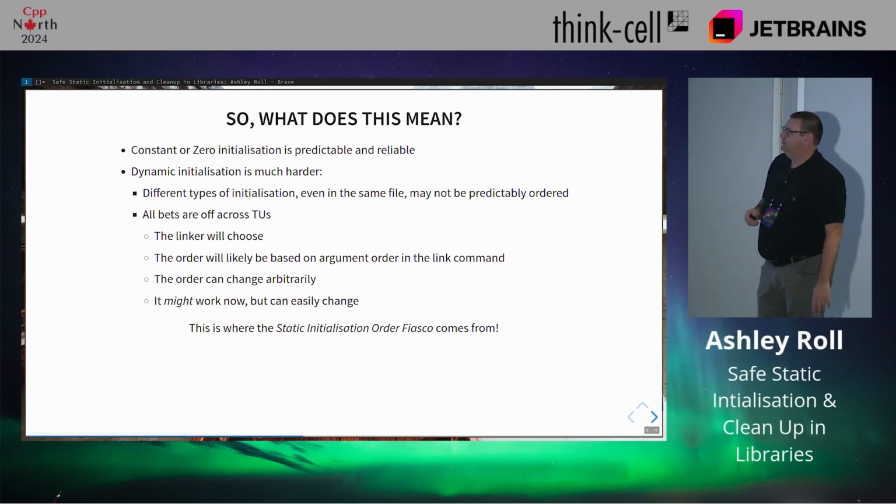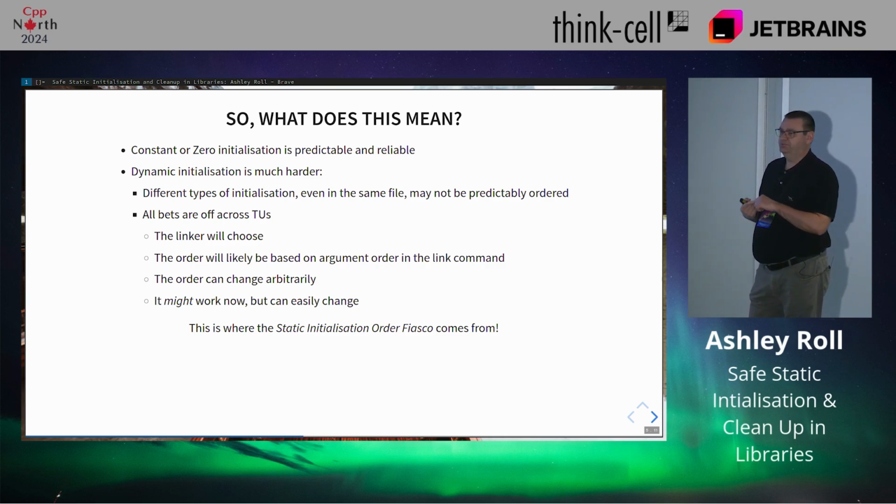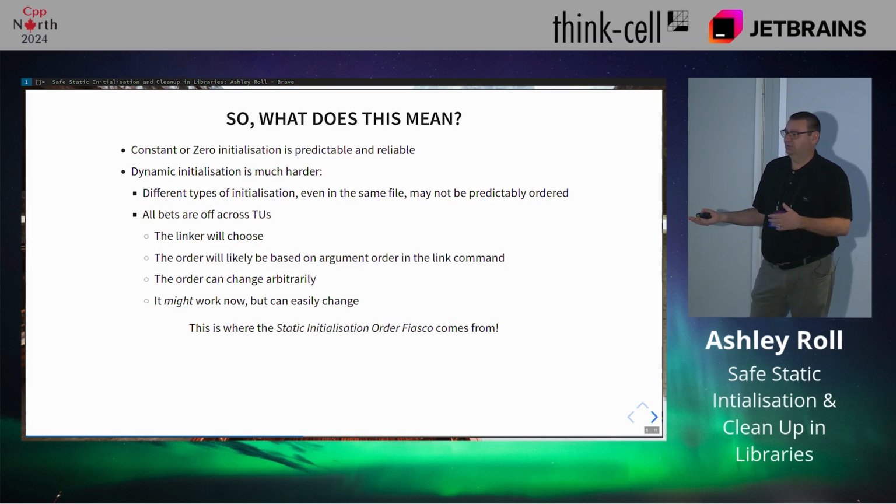So what does that mean? Constant and zero initialization is predictable and reliable, and we should be trying to use that wherever possible for our static variables, static storage durations. Dynamic initialization is much worse. It's really hard to predict what's going to happen and when. And you might have it working now, but then in 6 months' time, you might make a minor change somewhere and reorder something, or another developer comes in and changes something, and now all of a sudden you've got a problem that you didn't have before. The code looks like it should still work, but you can't really be sure unless you test it completely, and that's hard.